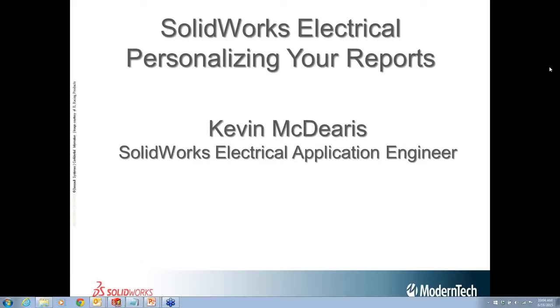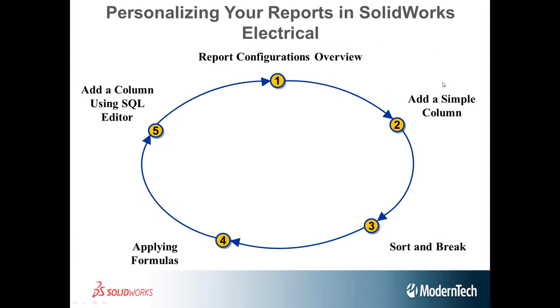Today I'm just going to go over some of the tools we can use to customize reports within SOLIDWORKS Electrical. So here's a little roadmap of what we're going to cover today. I'm just going to touch on the configurations we can set up for our reports, and we'll jump into one of those reports and just add a column to it. Then we'll look at some of the parameters we can use to sort and break and organize the results on our reports. Then we'll look at using some of the formulas to modify the results we're getting. And then finally, we'll take a look at the SQL editor and how you can use that to dive in deeper and add columns to reports that weren't previously available.